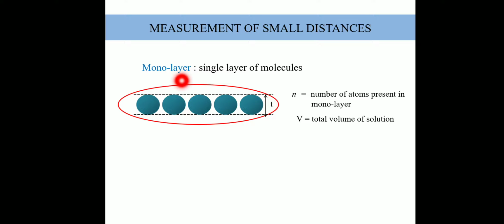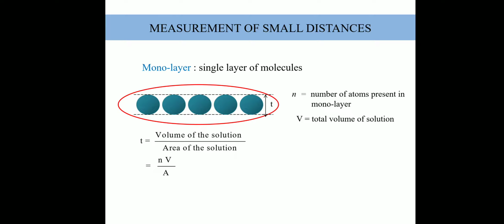So we know the total volume of this monolayer, and we also know its total surface area. And if you are good at mathematics, you will know that volume is area into thickness, or height, of something. So we have the volume and the area, and if we divide the total volume by the total area, we end up getting this expression.